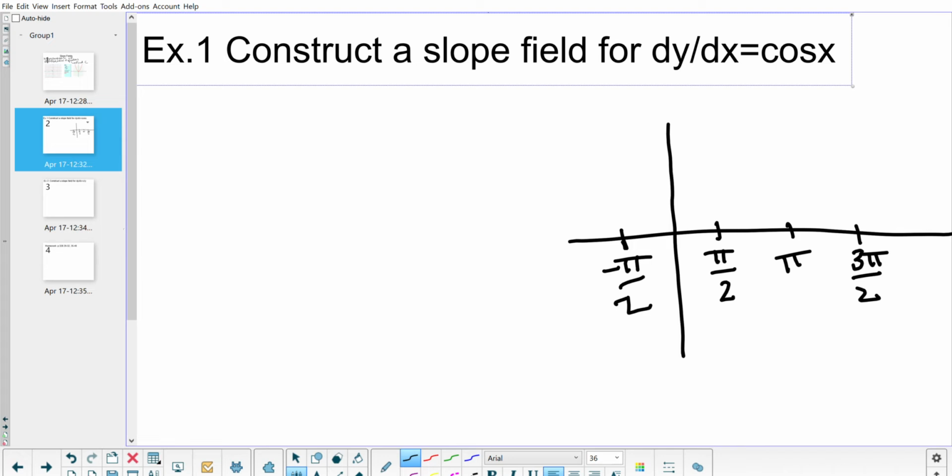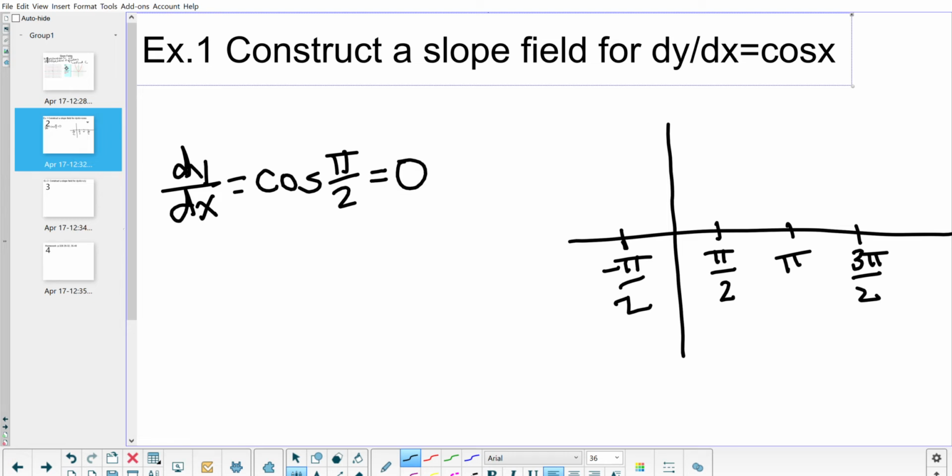So when I plug in pi over 2, I'll write it all out this time. dy/dx equals cosine of pi over 2. Well, cosine at pi over 2 is, that's up at 90 degrees, and the x value there is 0.